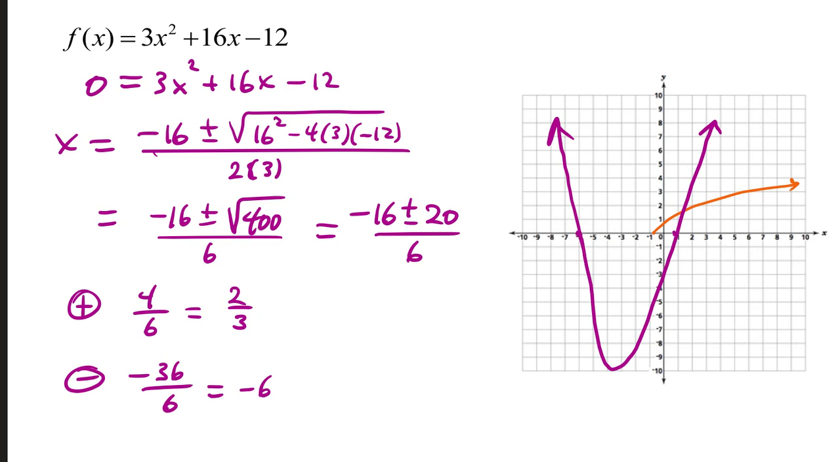Using your plus sign, -16 plus 20, that's 4 over 6, which is 2/3. Using your minus sign for the other solution, -16 minus 20 is -36, divided by 6 is -6. That tells us exactly where the graph of this function will cross the x-axis: at 2/3, though we just had to approximate it with a dot, and at -6. Because the x squared term is positive, I know that the graph has to open up and go through those two specific locations.